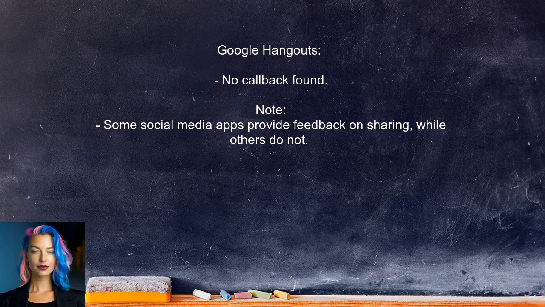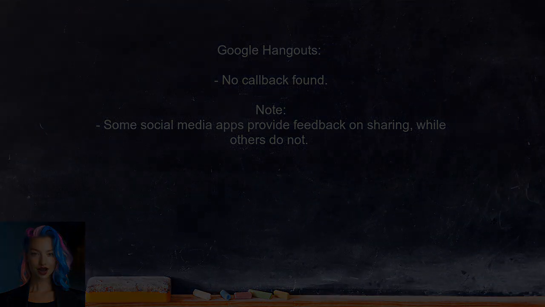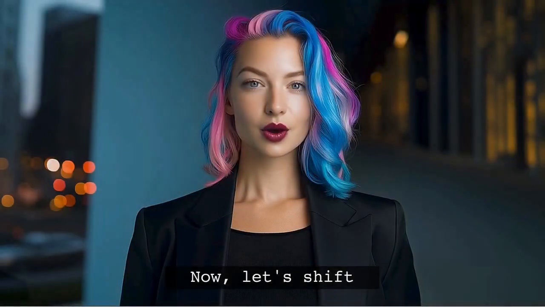Lastly, the user mentions that for Google Hangouts, they couldn't find a callback method either. They conclude that while some social media apps provide feedback, others like instant messaging apps do not. Now, let's shift our focus to a different response.